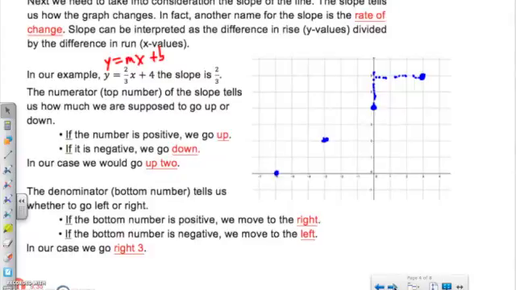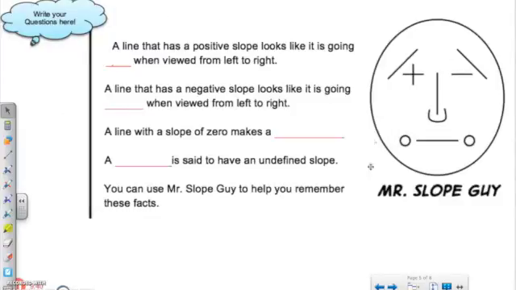Let's go ahead on to the next slide and see if we can complete this line. Alright, just want to talk about slope real quick before we move on. A line that has a positive slope looks like it is going uphill when viewed from left to right. A line that has a negative slope looks like it's going downhill. A line with a slope of 0 makes a horizontal line, and just a reminder, horizontal goes like the horizon. It goes across like that.